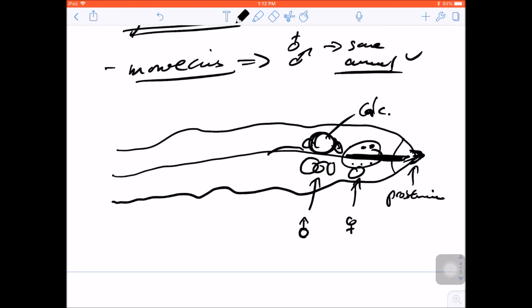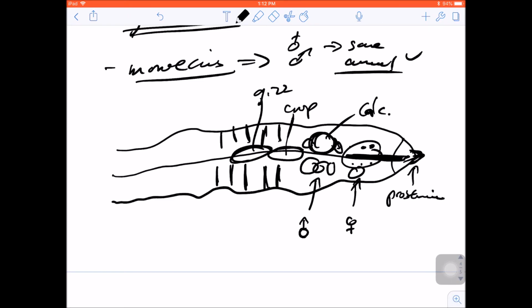Then you have the crop, which holds food. Then you have the gizzard, which grinds up food. You'll have septa in the middle, which are the internal manifestations of the segments. They just are connective tissue that kind of segment out each different segment of the earthworm internally. Then you have the intestine, where you start digesting stuff. You have a dorsal blood vessel right here. There's also 2 ventral blood vessels, I think, on the top of the earthworm.